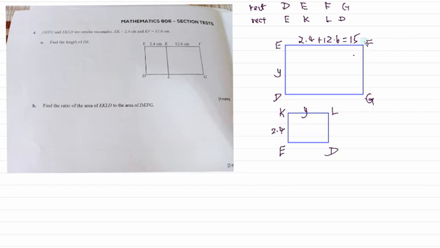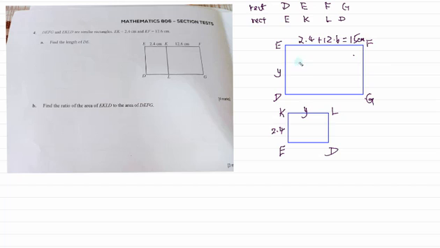Okay, now let's look at this. The question says that rectangle DEFG is similar to rectangle EKLD. Okay, now first let's draw DEFG. EF is actually 2.4 plus 12.6, which gives you 15 cm.